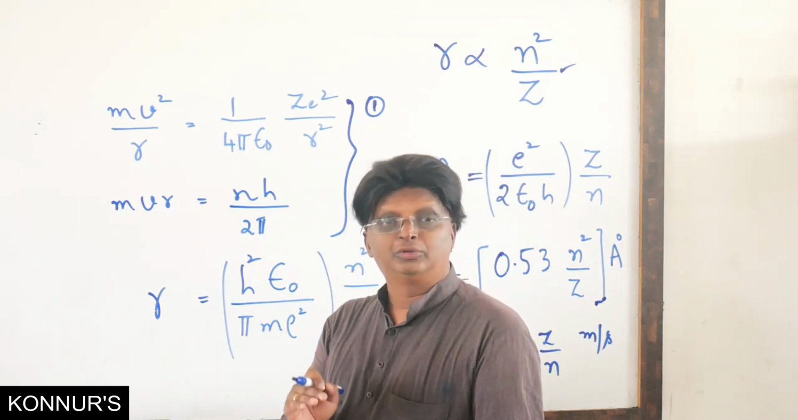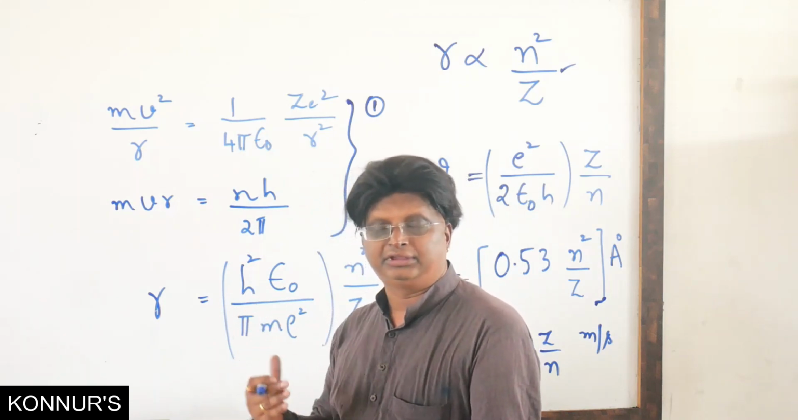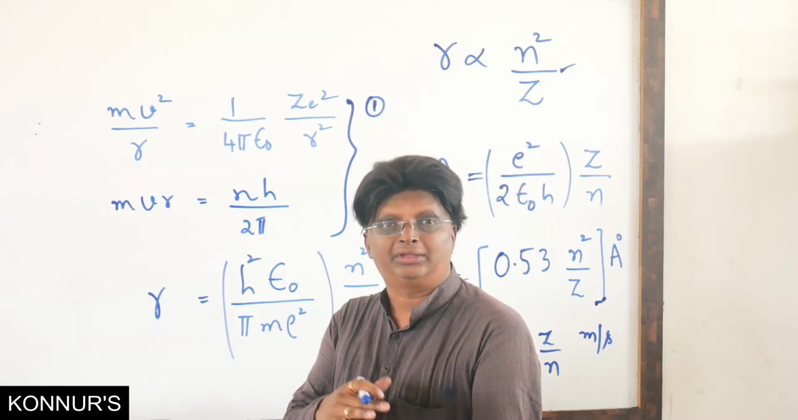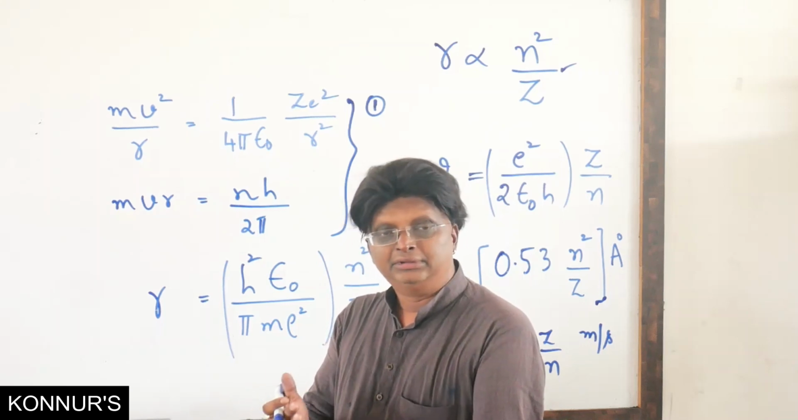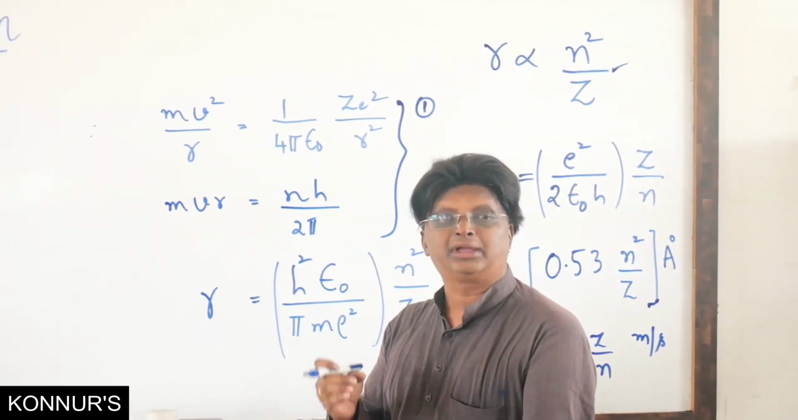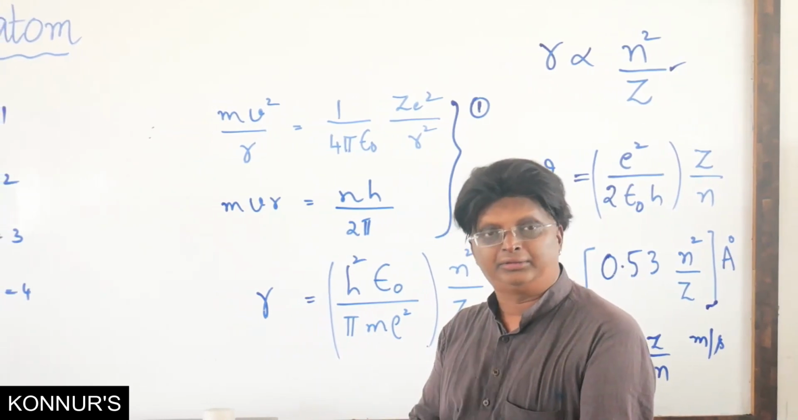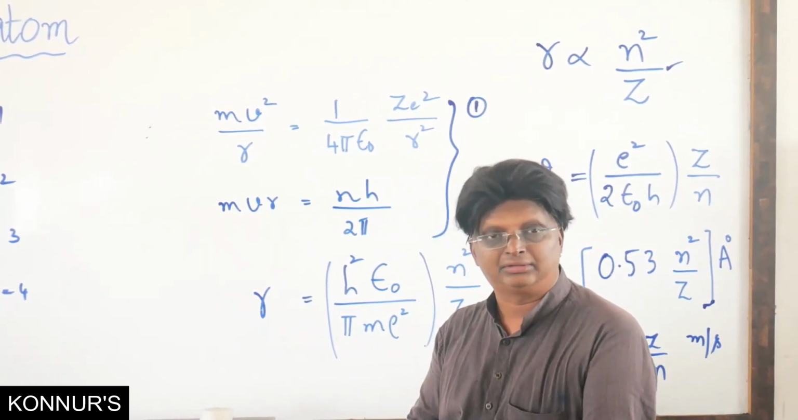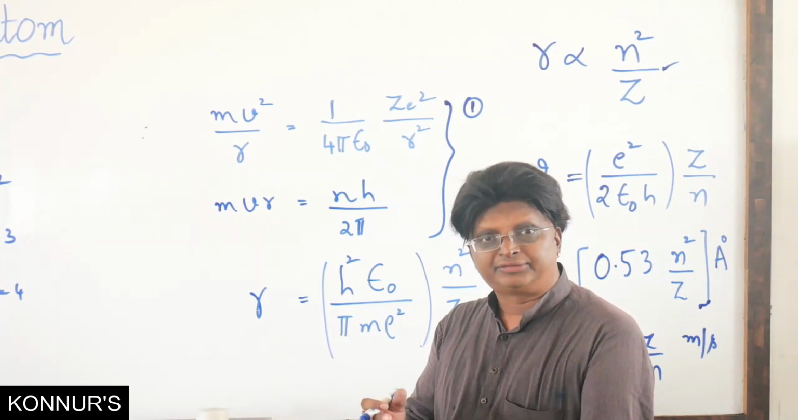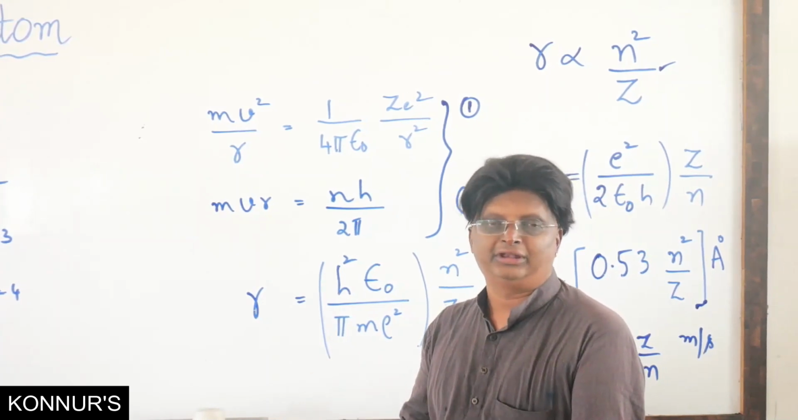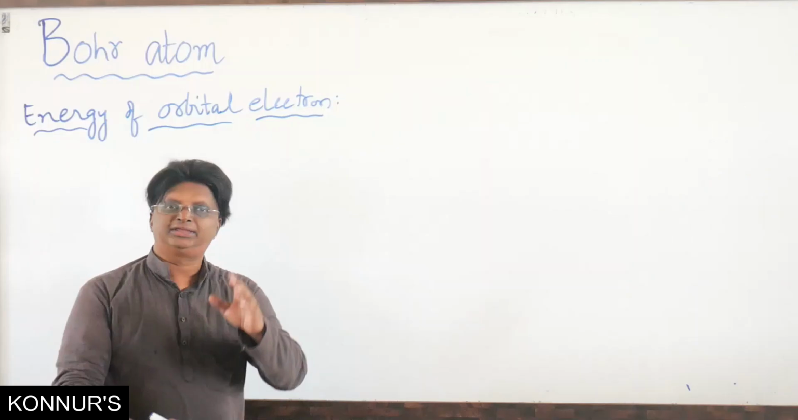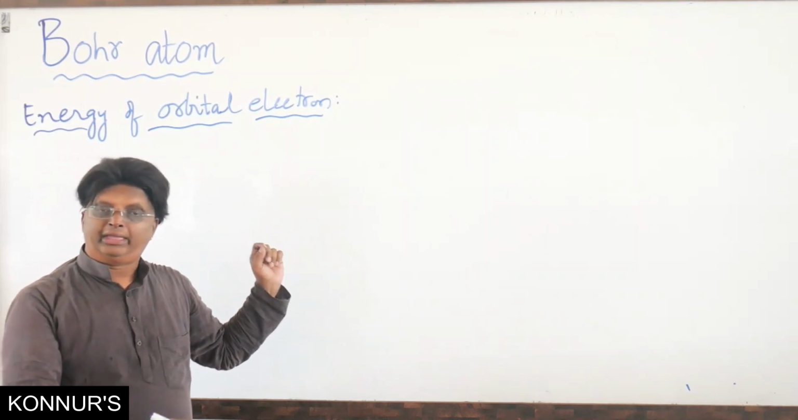Since we know radius and velocity, afterwards we can write all other characteristics. As circular motion is there, we can write angular momentum, kinetic energies, potential energies, and all the other characteristics of the electron, which I will now discuss. Let us see these parameters of energy aspects.